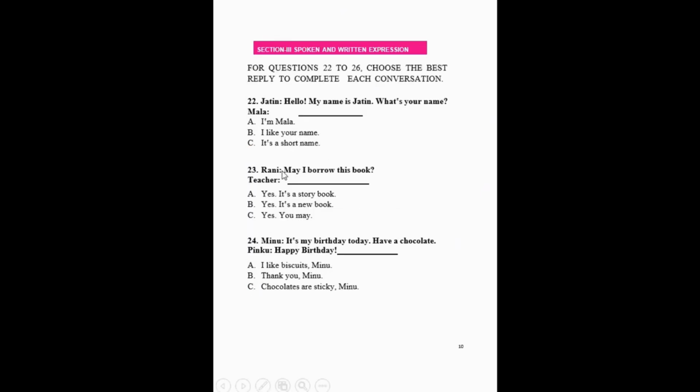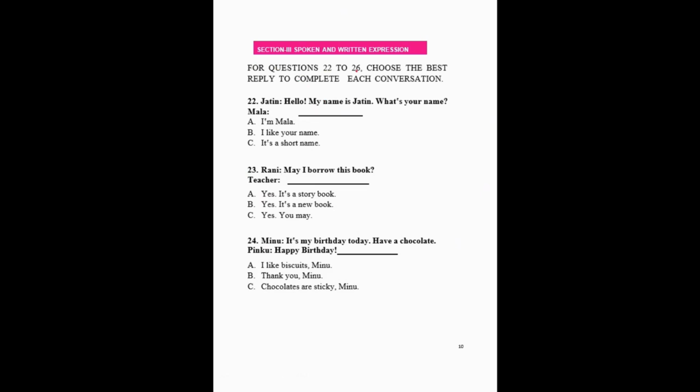Why is Boxer happy? Because there are 6 bluebirds in the nest. He has 6 new friends to play with. He is happy because he has more friends to play with now. Right, now the next section, that is spoken and written expression.